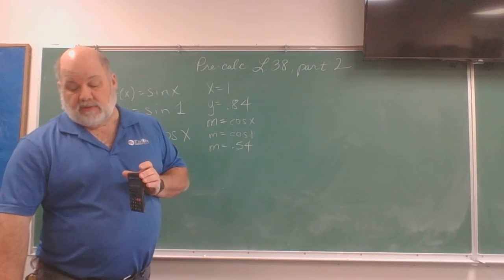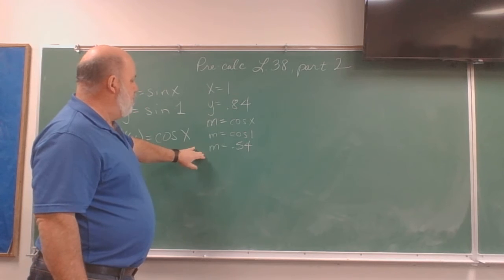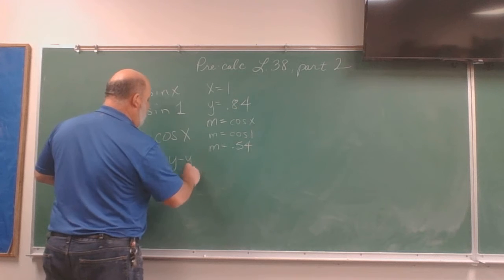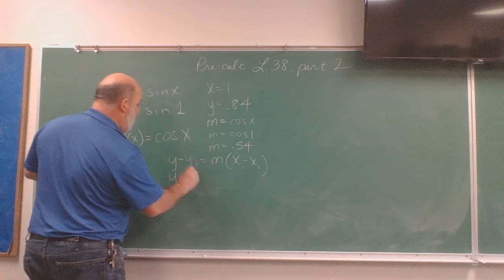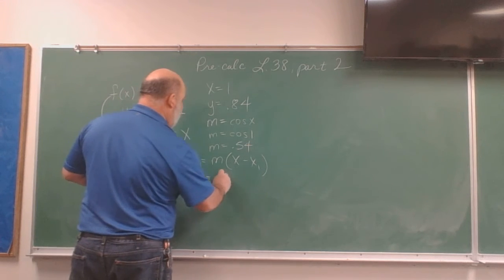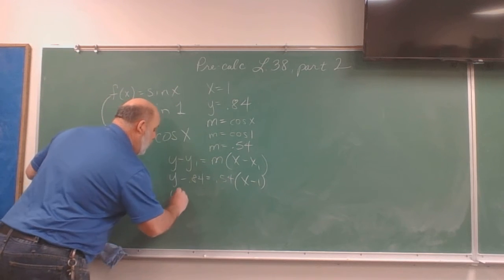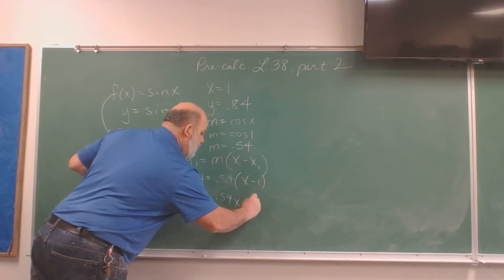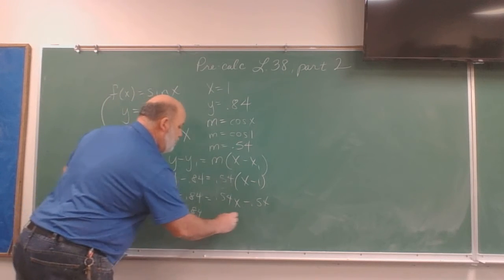Now, all I've been asked to do is find the equation of a line when x equals 1, y equals 0.84, and my slope is 0.54. Well, I know it's y minus the y they give me equals the slope times x minus the x they give me. So y minus 0.84 equals my slope, 0.54 times x minus 1. y minus 0.84 equals 0.54x minus 0.54. I'm going to add 0.84 to both sides.